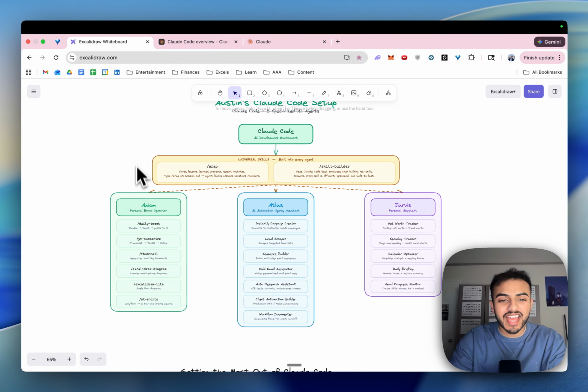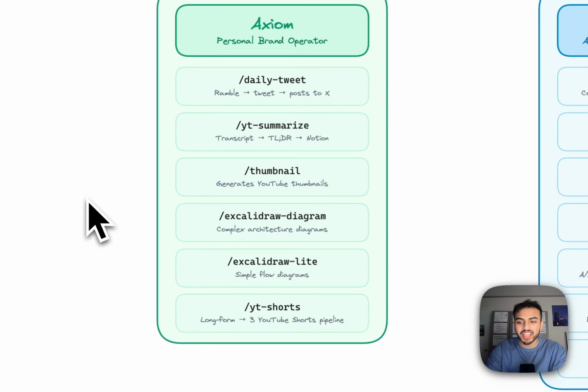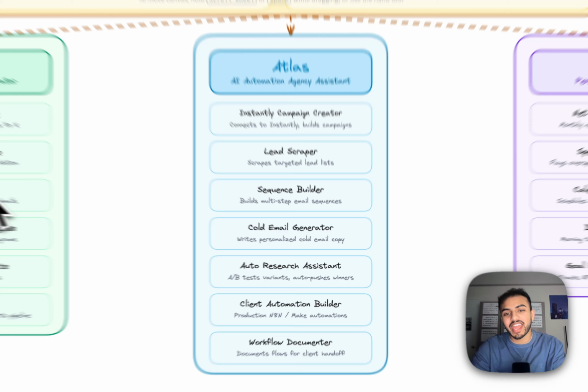The way I have them set up is Axiom is like my personal brand operator. So it's where I do stuff for content creation, or just optimize and make creating this easier for me. Atlas is my AI automation agency assistant.